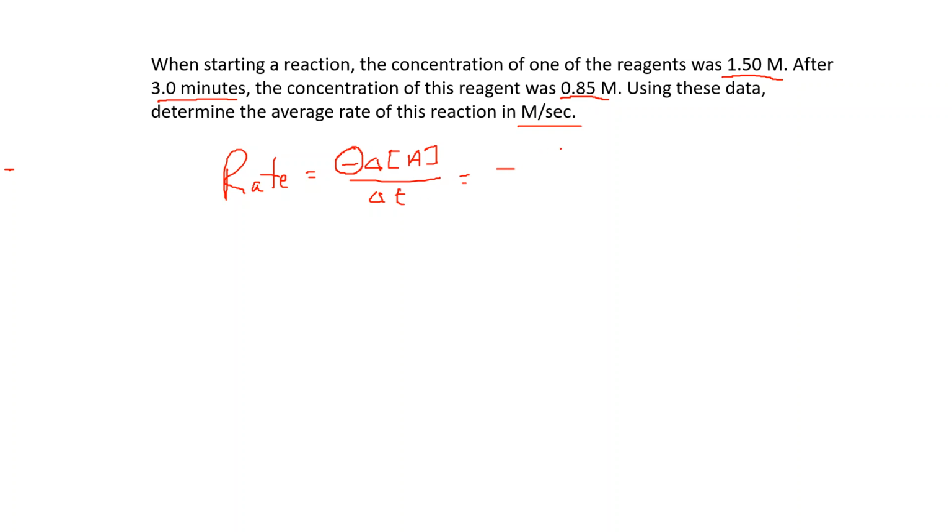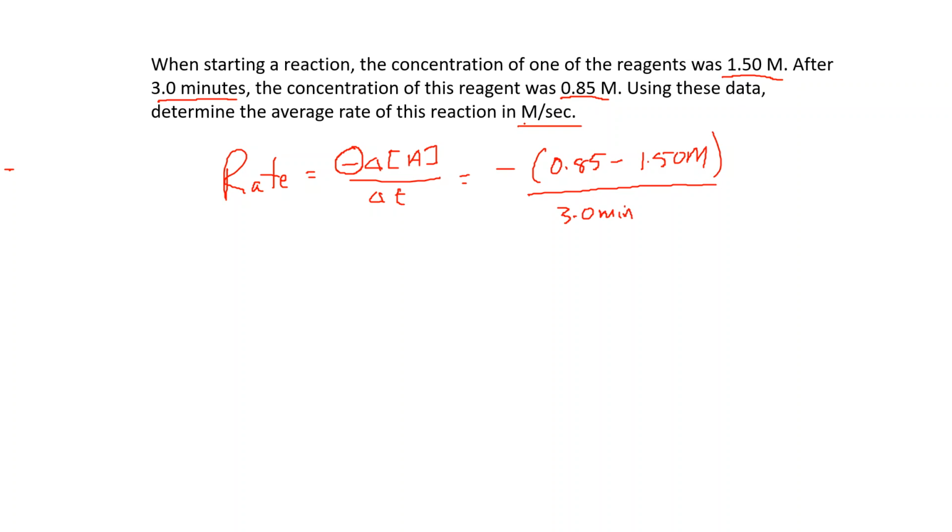Now the change, as you would have learned before in different topics in general chemistry, change is always regarded as the final value minus the initial value. So in this case, it's going to be minus 0.85 minus 1.50 M, all right, divided by the change in time. And according to this, the change in time is 3.0 minutes, all right?